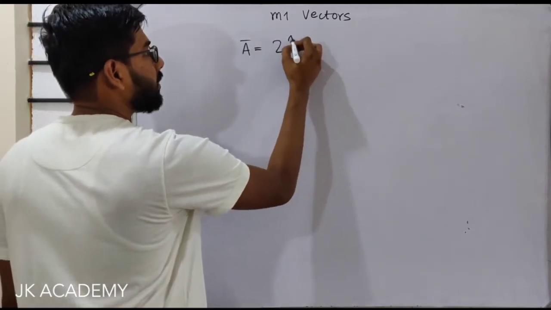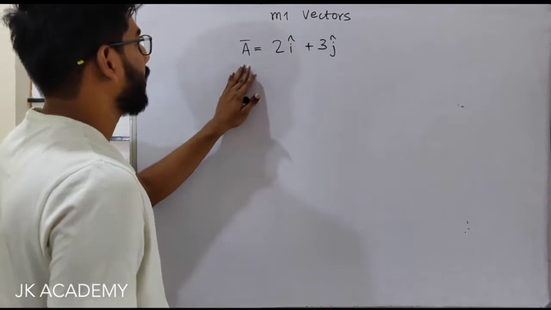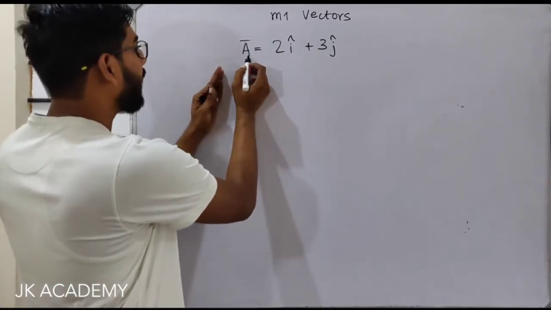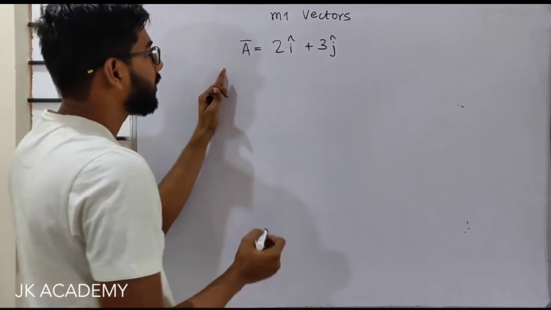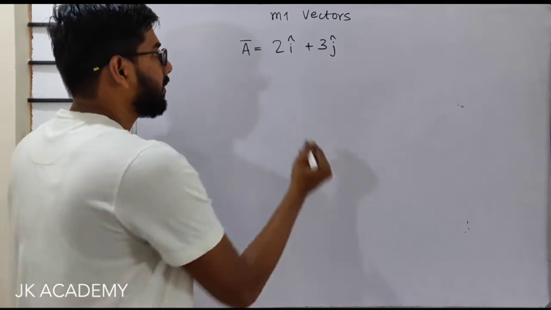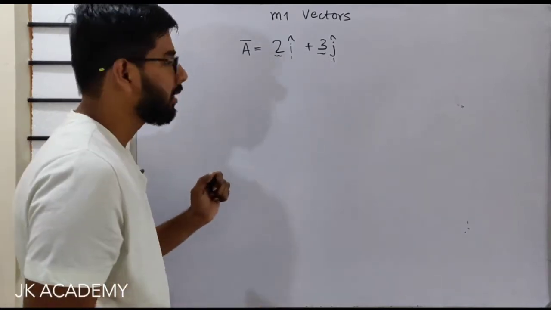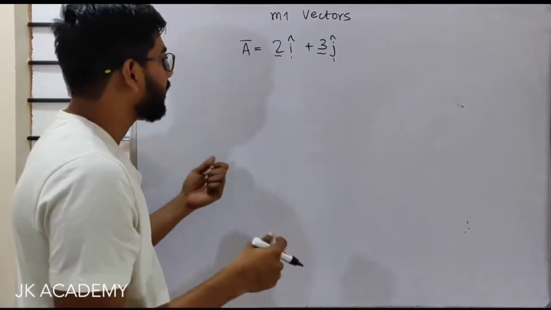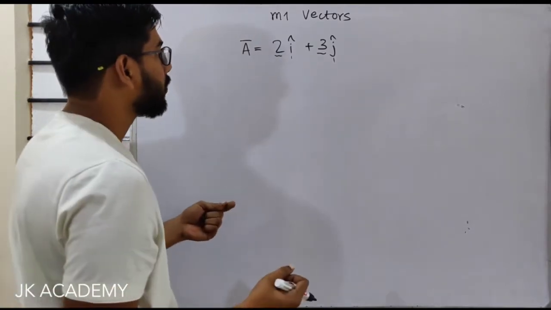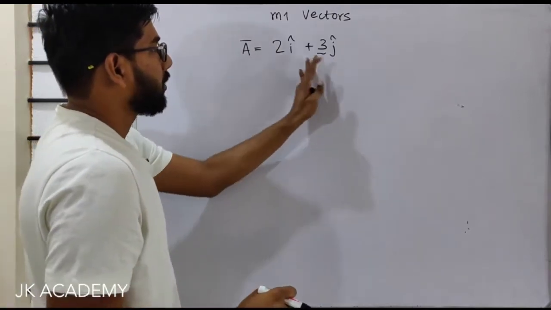So this is my 2i plus 3j. A vector is written like this. It's an equation. On the left hand side, you have the name of the vector, that is a, represented by a bar on the top of it. So it is a bar equals, and on the right hand side, there are some numbers and i, j. It is read as a bar is equal to 2i cap plus 3j cap. So what are i cap and j cap, and what are 2 and 3?